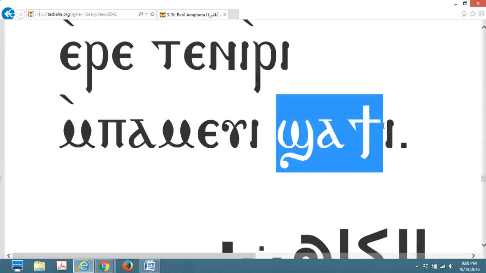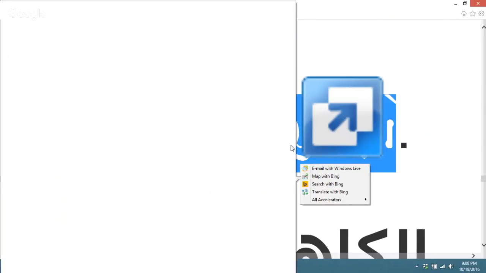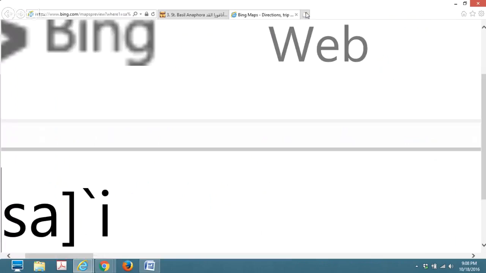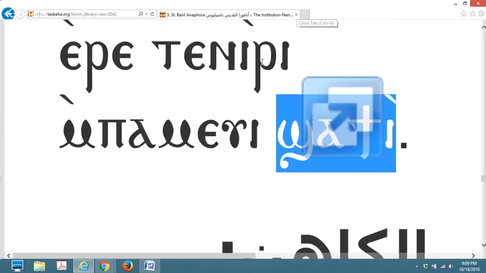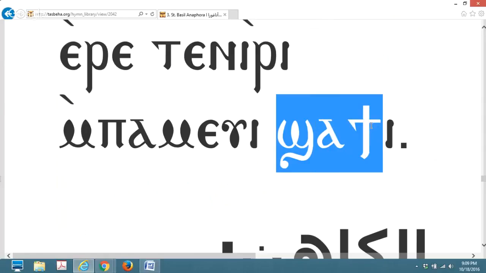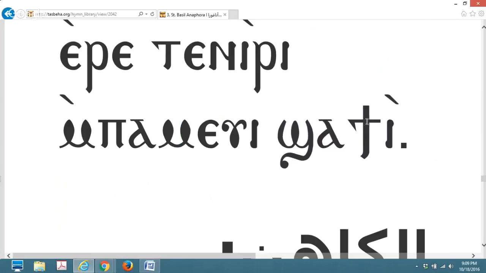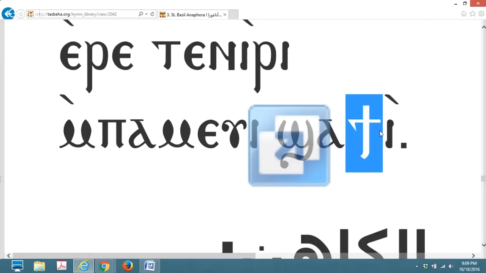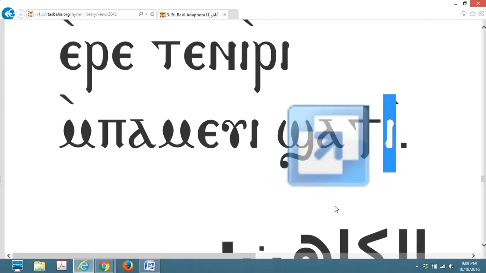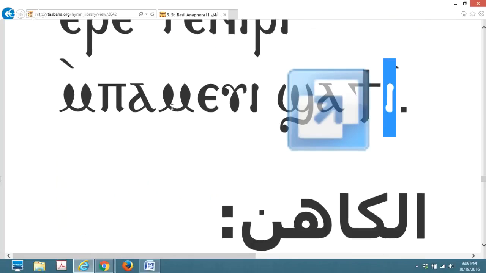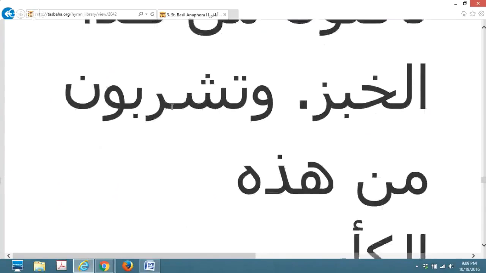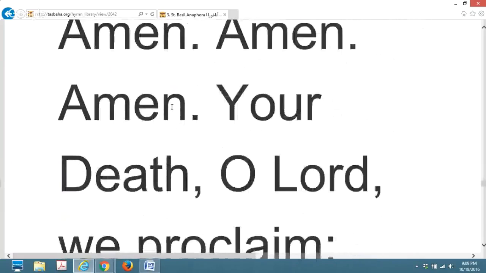Sha ti e. So sha means until. Until I come. So sha means until, and then this is the present tense, ti, until I come. And then we have the hymn, Amin, Amin, Amin, your death, O Lord.